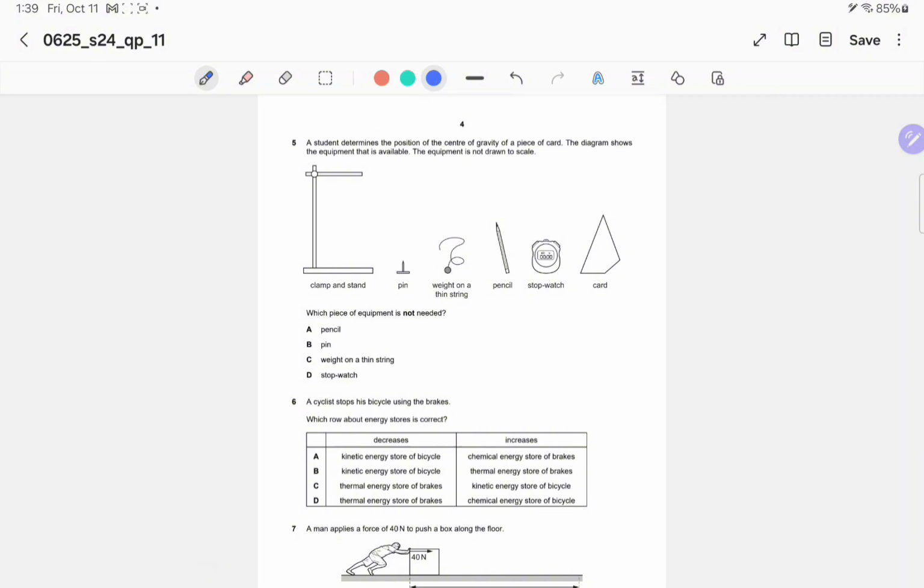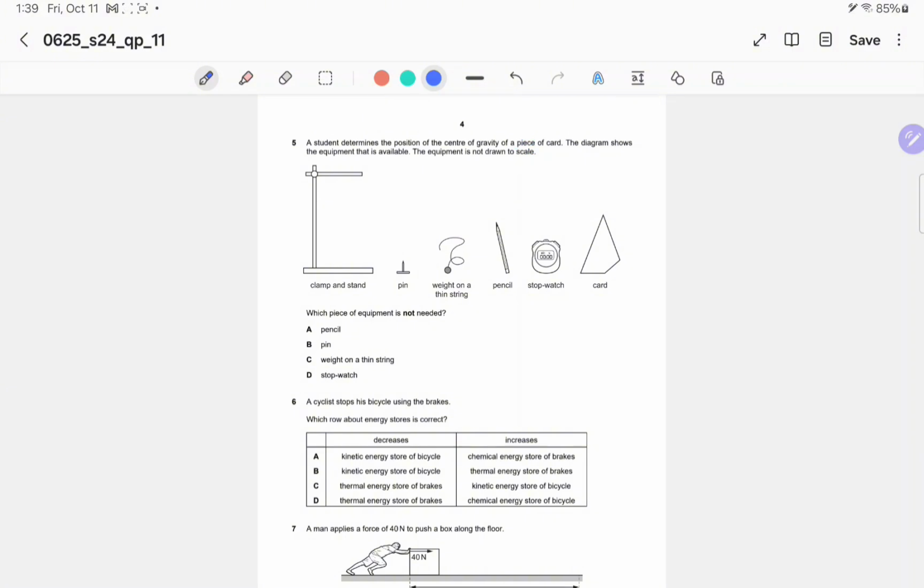A student determines the position of the center of gravity of a piece of card. The diagram shows the equipment that is available. The equipment is not drawn to scale, and that is also mentioned. What is the piece of equipment not needed to measure the center of gravity?